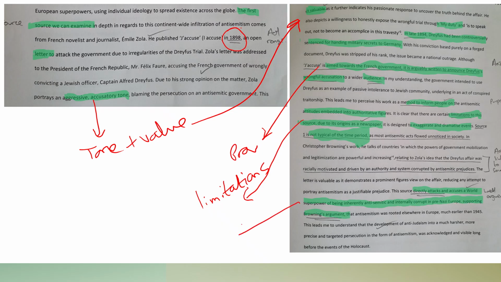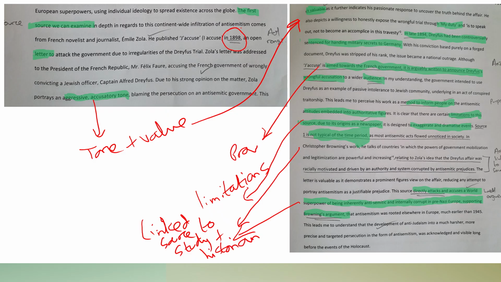This is what we really want to see here, where they've linked the source to the study and the historian. You want to be able to state what this source reveals about the time period you're talking about, as in, why have you included this source? So we've got that mentioned there when it talks about Christopher Browning's work. He talks about countries in which the powers of government mobilization and legalization are powerful and increasing. This relates to the idea in the source. That's a brilliant little link there.